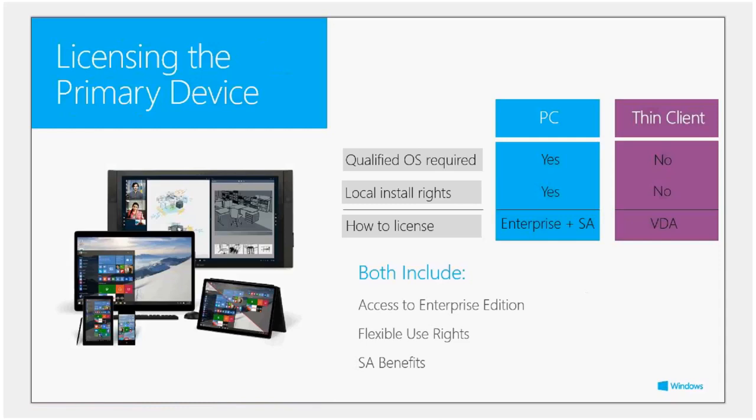For customers who want to buy thin clients or other PCs that do not have Windows Pro pre-installed, we have the VDA option, which is the virtual desktop access. While they do not have to have Windows Pro pre-installed, it also does not provide local install rights. What it does is provide the ability to access Windows Enterprise running on a virtualized environment. Both of these include flexible use rights and SA benefits, and it's just the difference in how you access Enterprise Edition, whether through a local install or through a virtual environment.